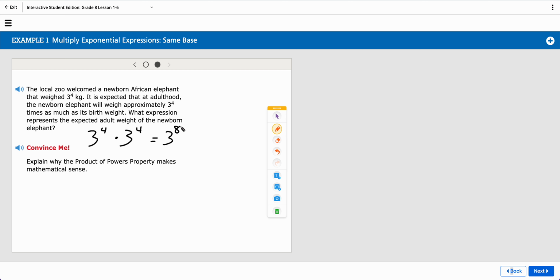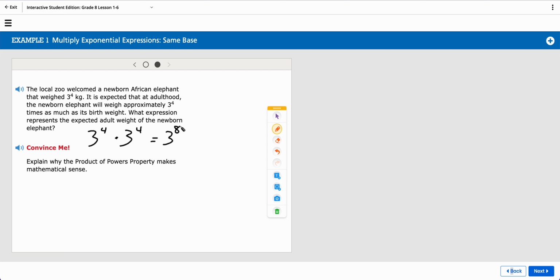Pretty simple. I mean, the rule is simple. You just got to remember not to get confused. Okay? So 3 to the 4th times 3 to the 4th is the same thing as 3 to the 8th. Explain why it makes mathematical sense.